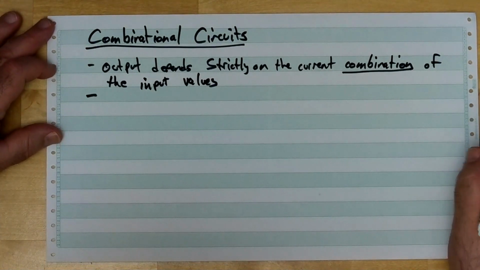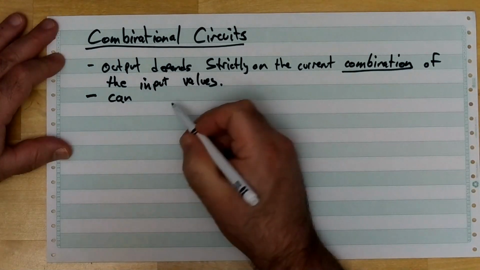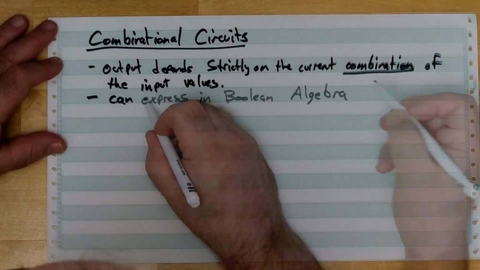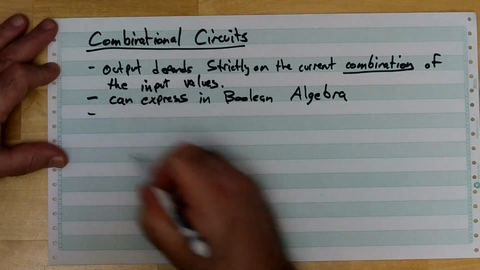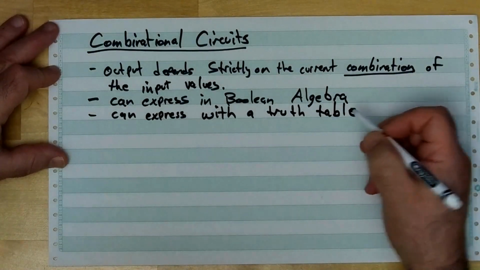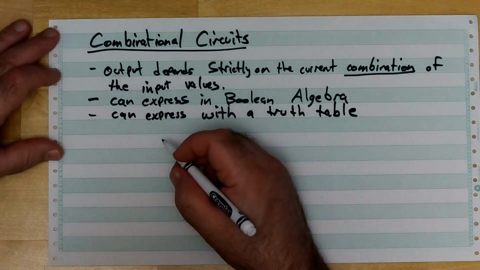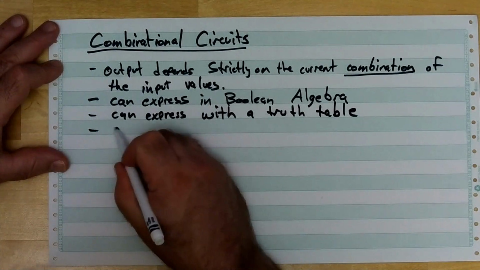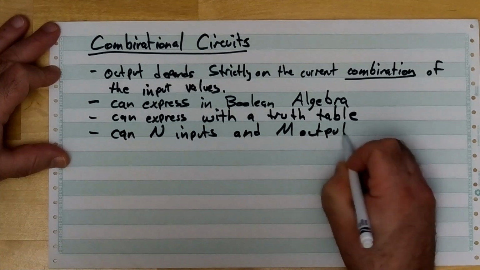Because of this, we can always express these things using an expression in Boolean algebra, and we can also always express them using a truth table. And as we've already seen in our Boolean algebra discussion, these things can have any number of inputs and any number of outputs.